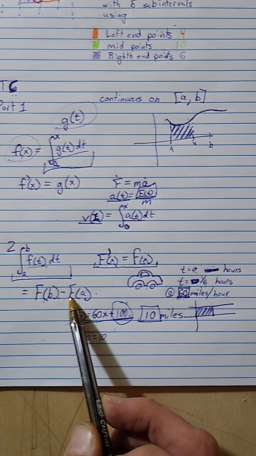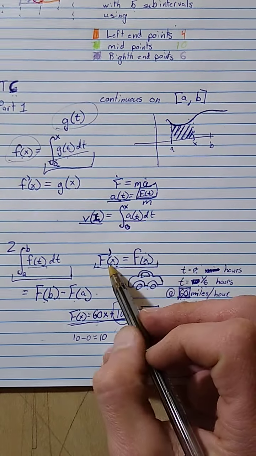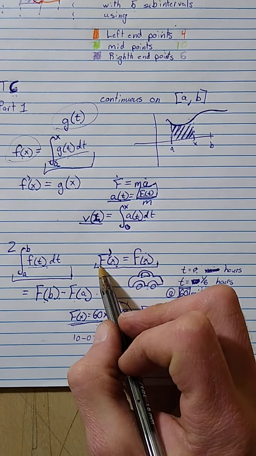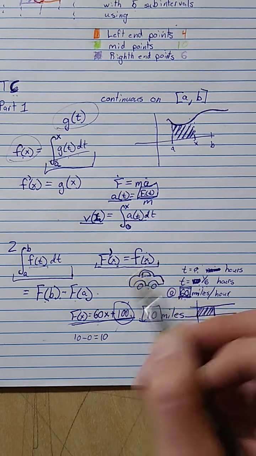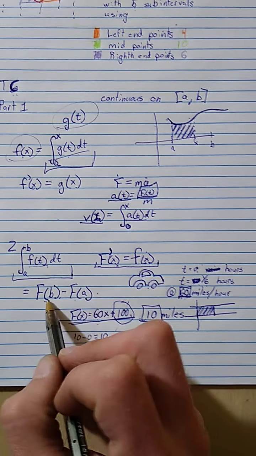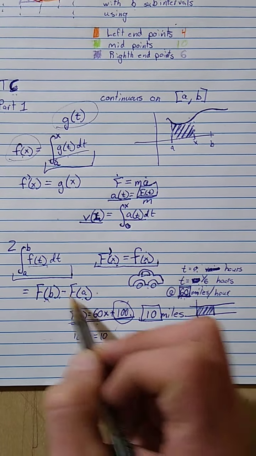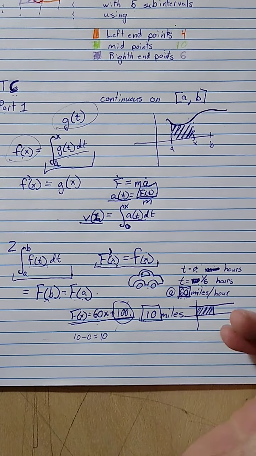So I don't want to call this an antiderivative because antiderivative is really what we defined here, but the derivative of big F is little f. That's what I know. Then it tells me how to calculate this definite integral: by plugging in the endpoints and subtracting. All right, hope that helps.